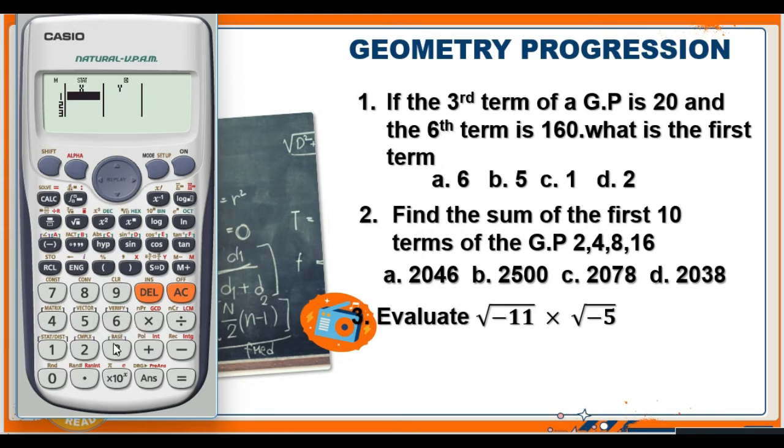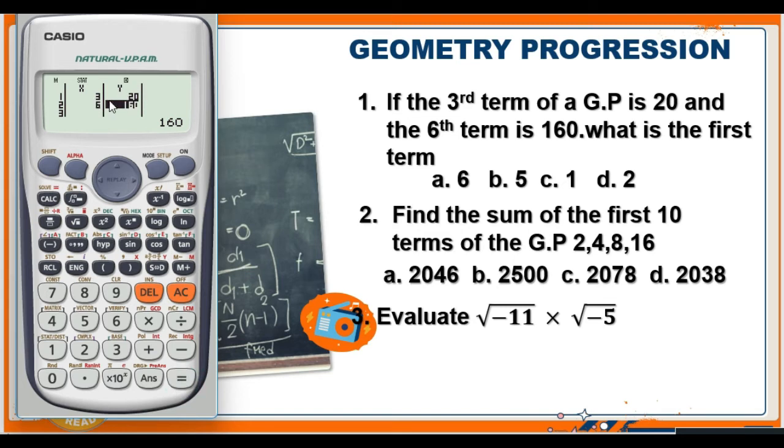Now I key in the third term, which is 20. Alright, then the next term, the sixth term, is 160. So I go inside and key it in. So the sixth term is 160. Alright, this third term was missing, so 20.